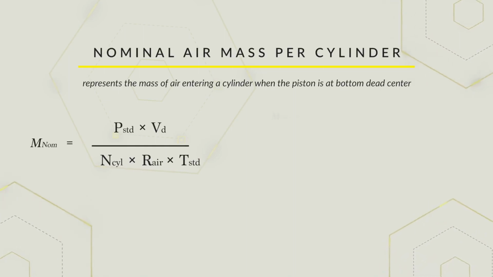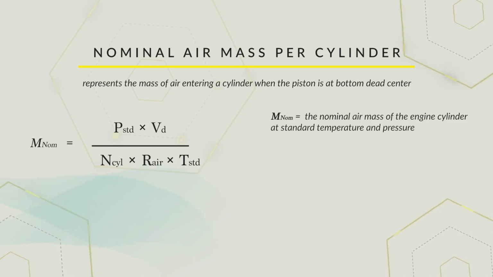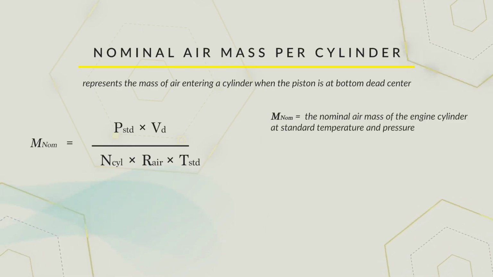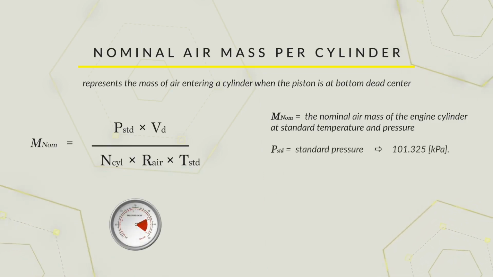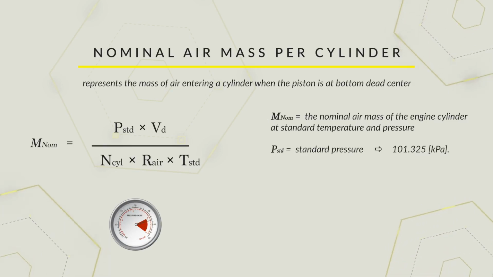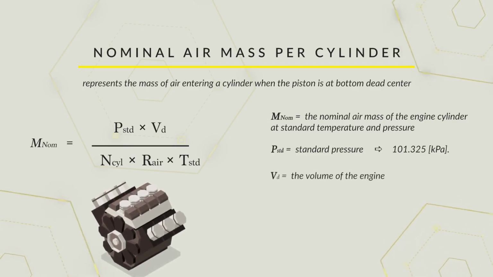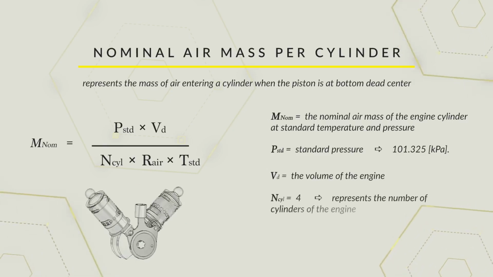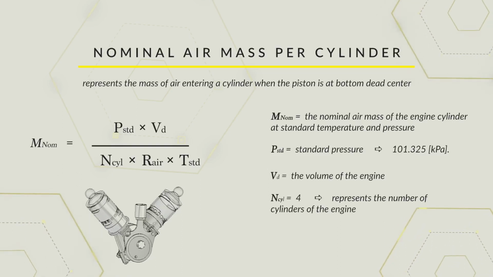We have mnom, the nominal air mass of the engine cylinder at standard temperature and pressure when the maximum piston volume is reached at bottom dead center. PSTD, standard pressure, which equates to 101.325 kilopascals. VD, the volume of the engine expressed in cubic meters. NCYL, in our case, is 4 because it represents the number of cylinders of the engine represented in one of the previous images.